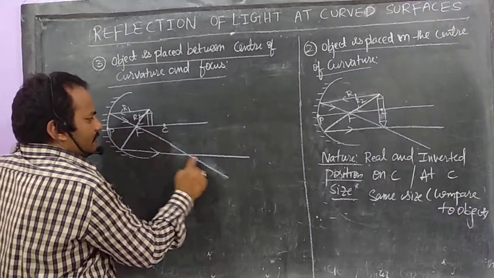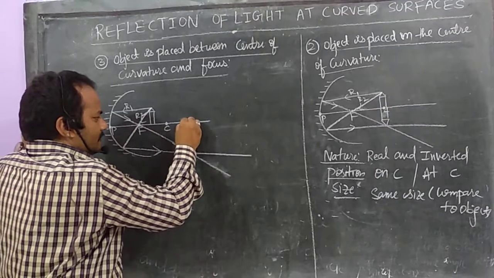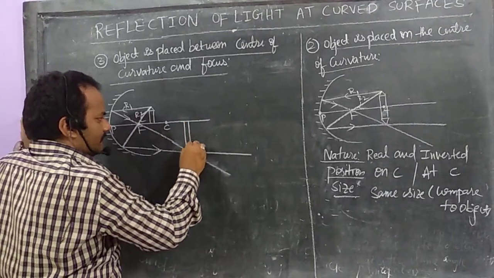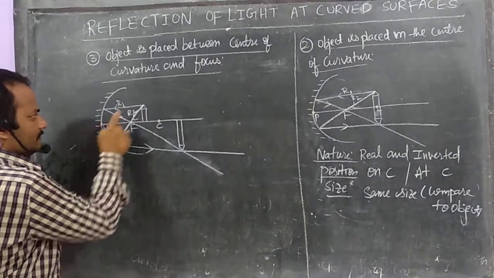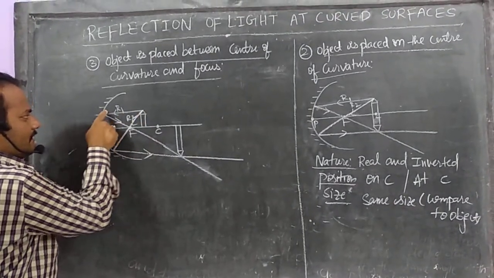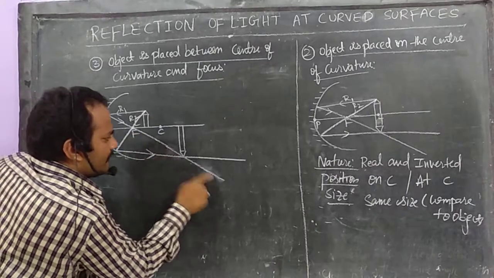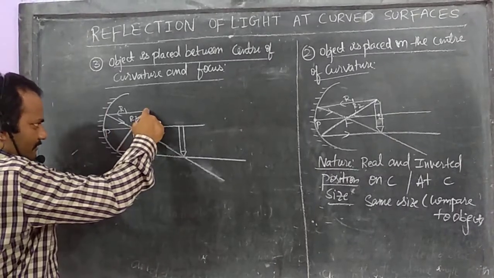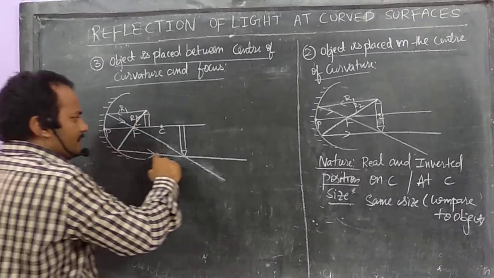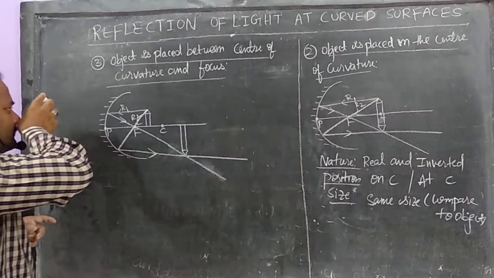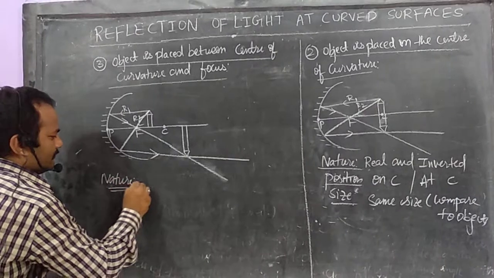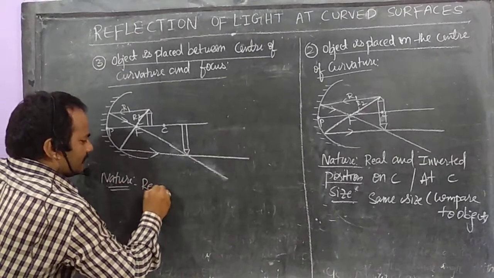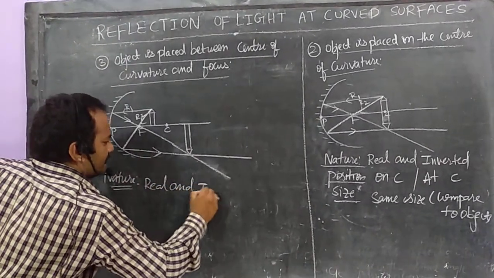Oh, here the two reflected rays are meeting. So here I will get the image. This is rule 1. See once again, the incident ray is parallel and the reflected ray passes through the focus. The incident ray passes through the focus and the reflected ray is parallel to the principal axis. So what is the nature? The nature is real and inverted.